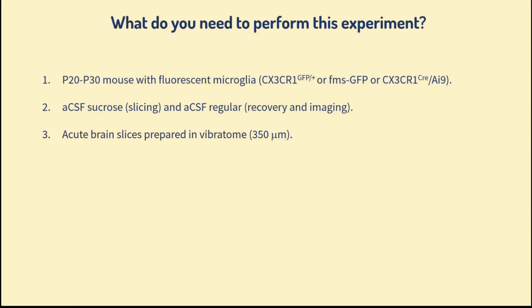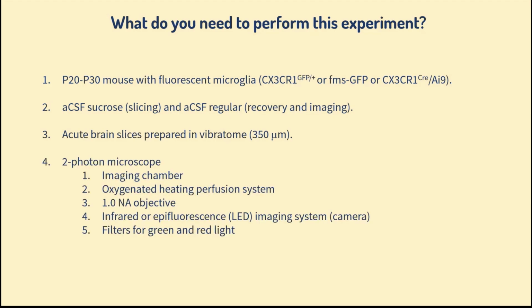Normally we use 350 microns. And then you will need the 2-photon microscope, and you will need an imaging chamber. We will see it in a photo in the next slides. You also need an oxygenated heating perfusion system, because you need to maintain your slices oxygenated and warm.